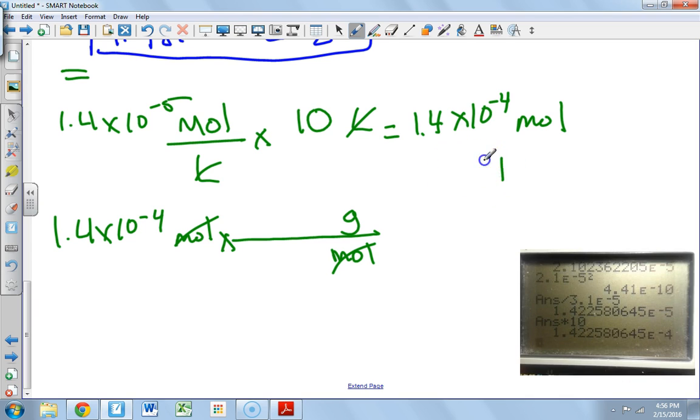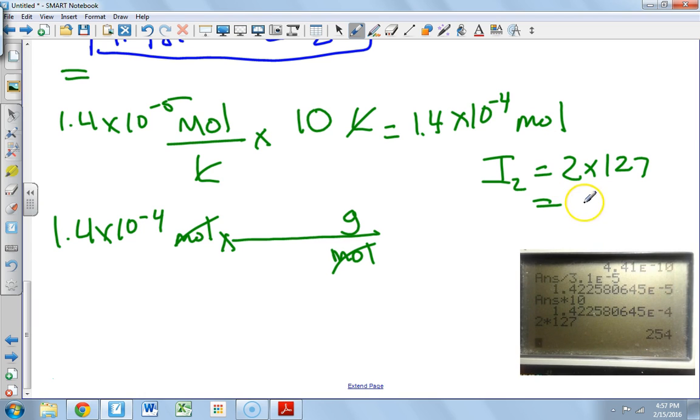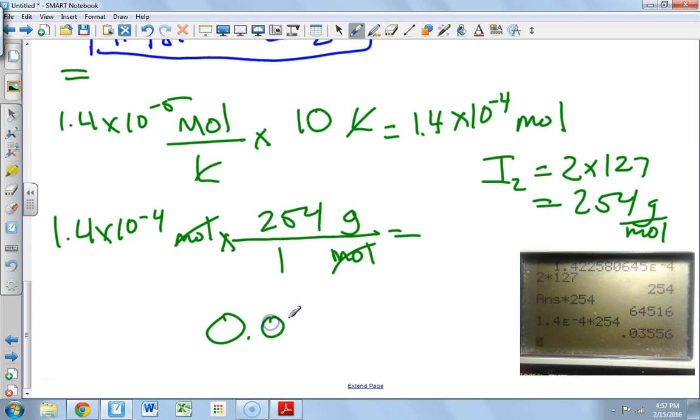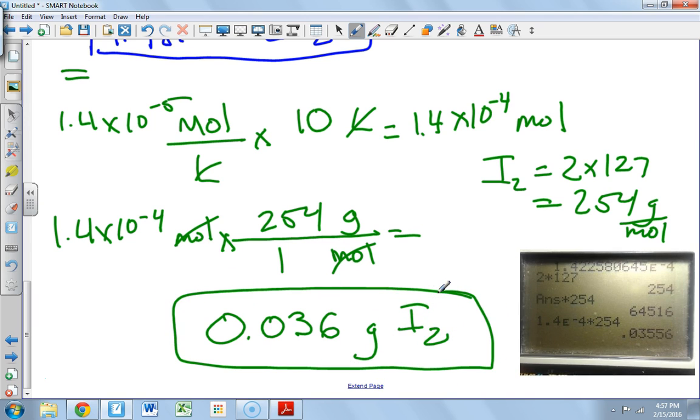And so let's see here. For I2, the mass is equal to 2 times 127, which is 254 grams per mole. So 254 grams per 1 mole. Now we take that and multiply by 254: 1.4 times 10 to the minus 4 times 254. And so we get that we need 0.036 grams of I2 in order for that to be at equilibrium.